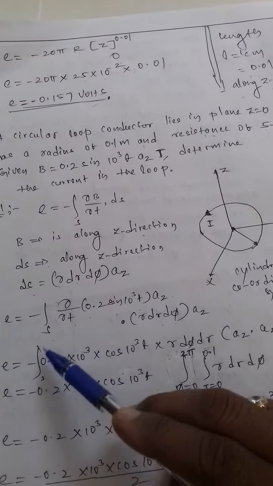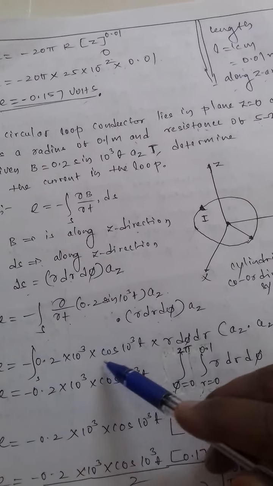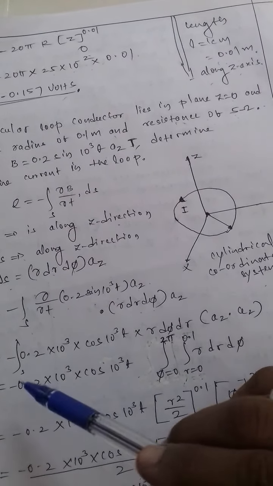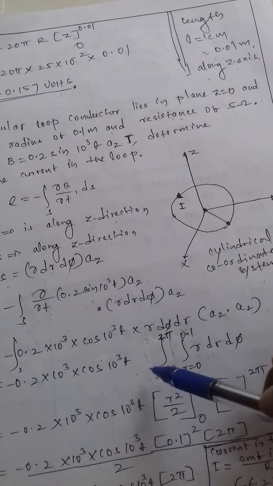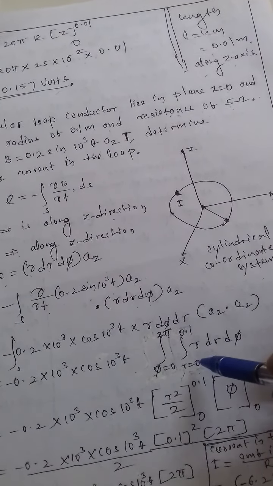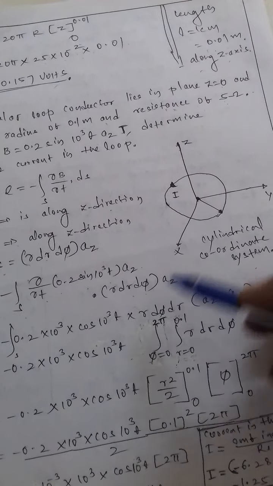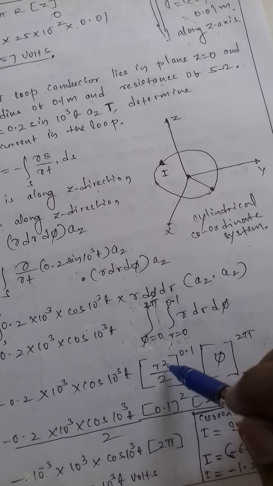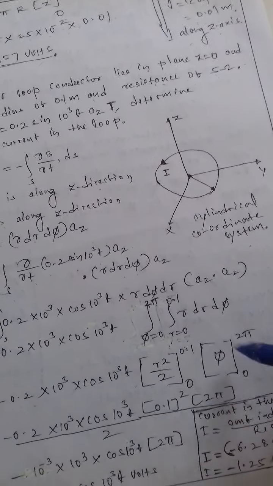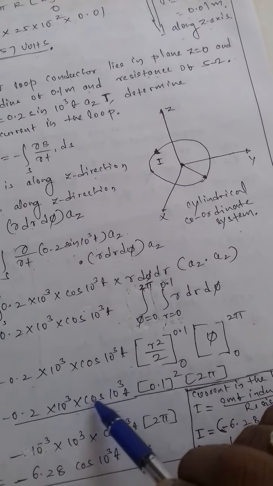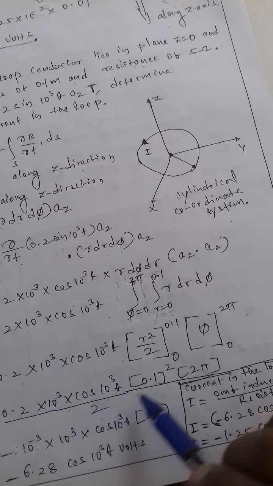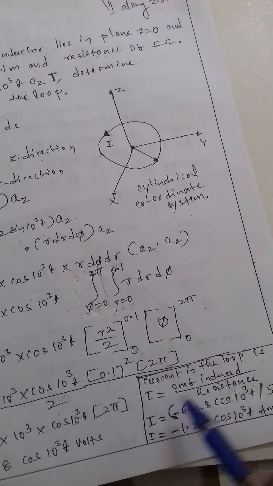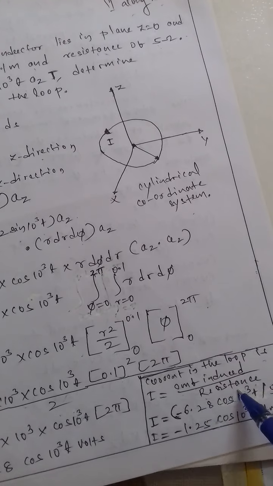E is equal to minus integral over s of 0.2 into 10 raised to 3 into cos 10 raised to 3 t into r d phi dr, with phi from 0 to 2 pi and r from 0 to 0.1. This gives minus 0.2 into 10 raised to 3 cos 10 raised to 3 t into r square by 2 from 0 to 0.1, into phi from 0 to 2 pi, which is 0.2 into 10 raised to 3 cos 10 raised to 3 t upon 2, into 0.1 square into 2 pi. Current in the loop is I, equal to EMF induced upon the resistance.